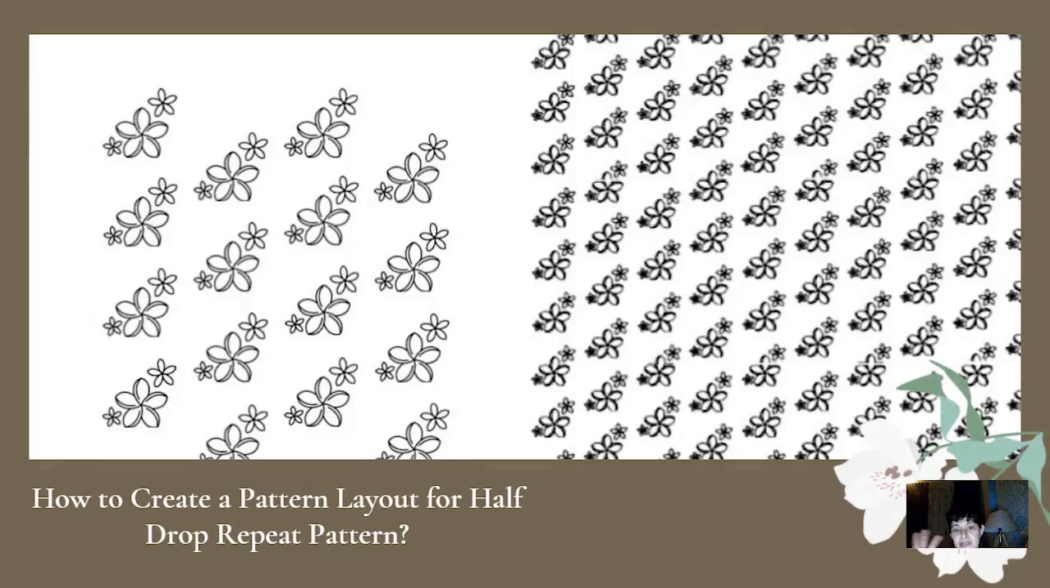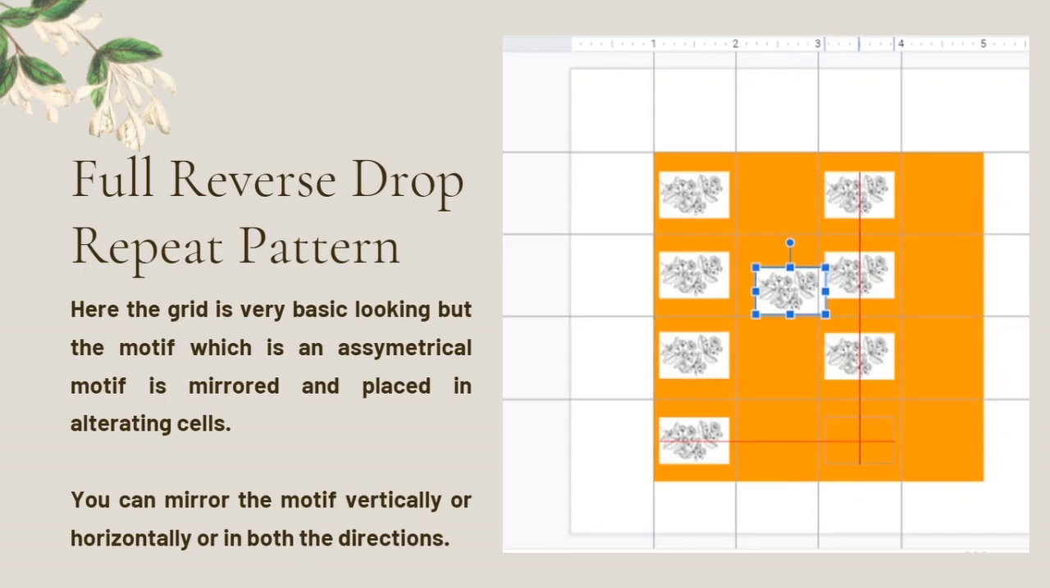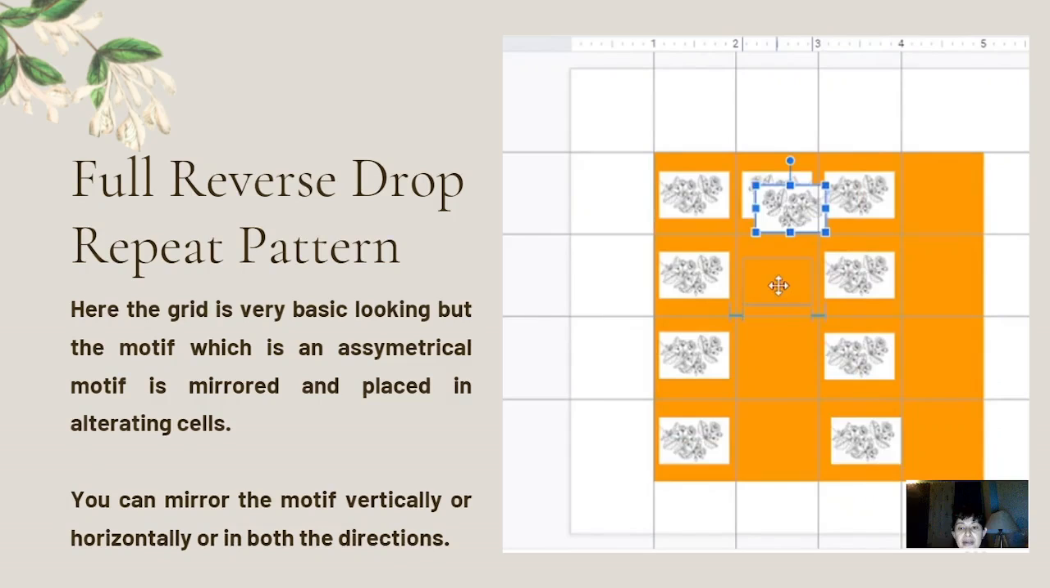In this example, I'm showing you a full drop repeat pattern, and this is a horizontal drop because I'm placing all the patterns in horizontal direction. But there is one difference when you compare it to the first drop repeat pattern that I showed you. Here I've used an asymmetrical pattern which is mirrored and placed in the alternating columns.